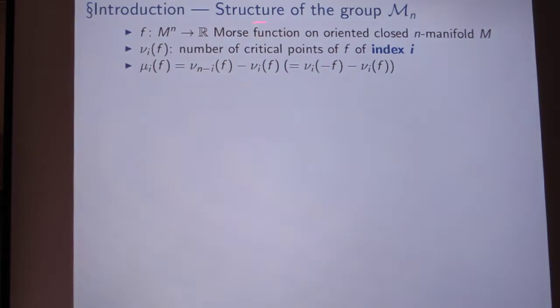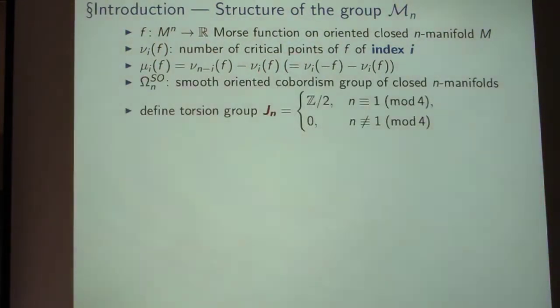Consider again the Morse function f, and we define the following notation. Mu I of f will be the number of critical points of f of index I, and we consider the difference of complementary indices. So mu I will be the number of critical points of index n minus I minus the number of critical points of index I. This goes into the structure result.